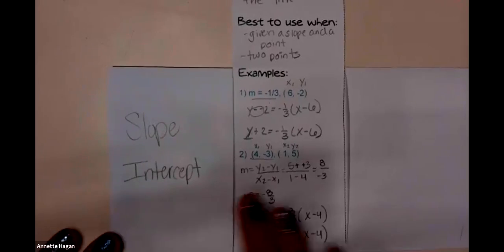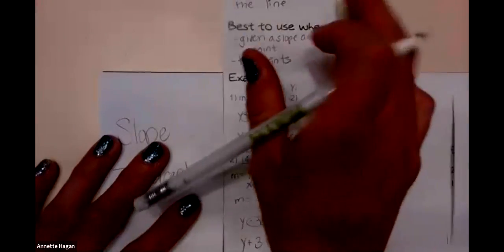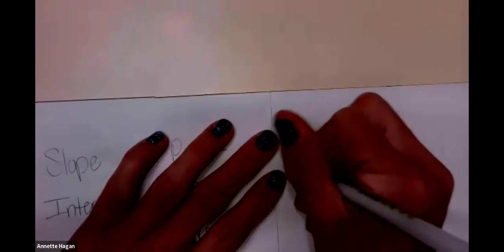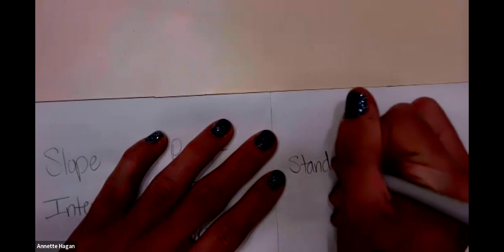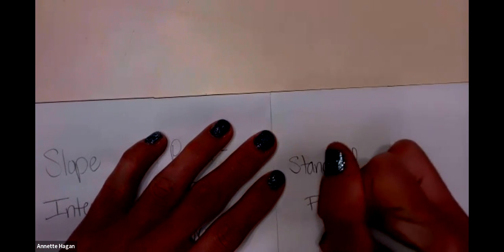Okay, so we have slope intercept, point slope, and then the last one we're going to have is standard form. Standard form is another form that we're going to be using a good bit in the unit to come with systems of equations.